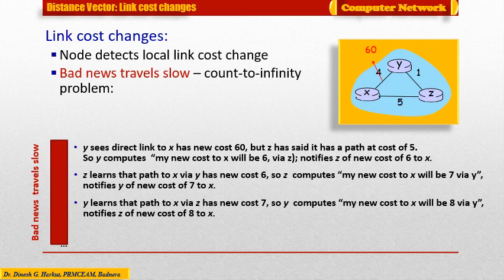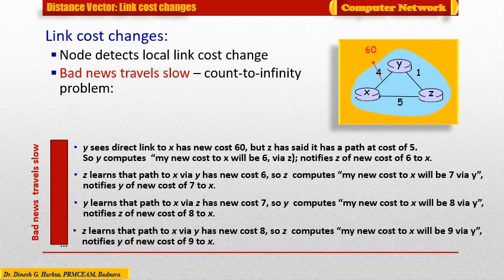In similar manner, after receiving Z's new distance vector, Y determines dy(x) as 8 and sends Z its new distance vector. Z determines dx as 9 and sends Y its new distance vector, and so on. One question arises here. How long will the process continue?